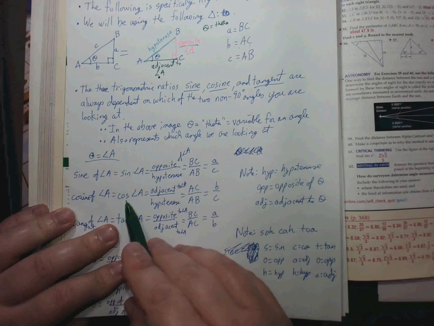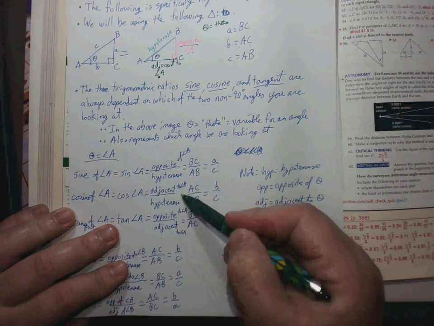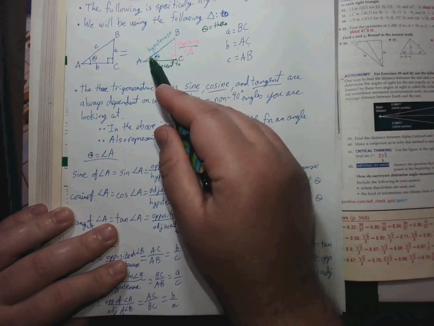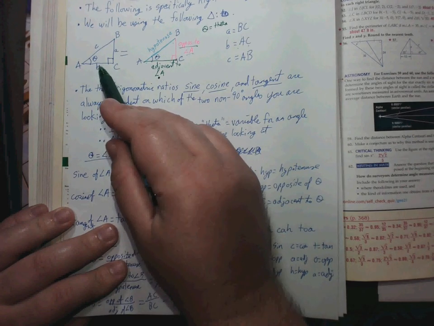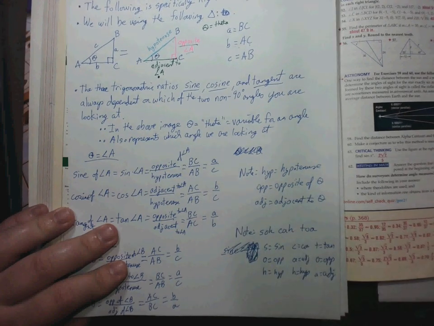Cosine, COS, of angle A is adjacent over hypotenuse. So what's adjacent to angle A? Side B there. Little b over little c.